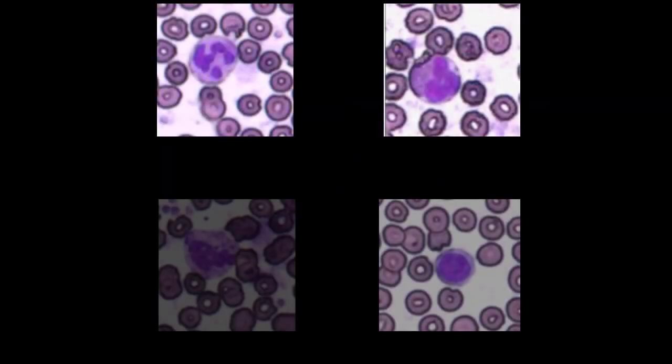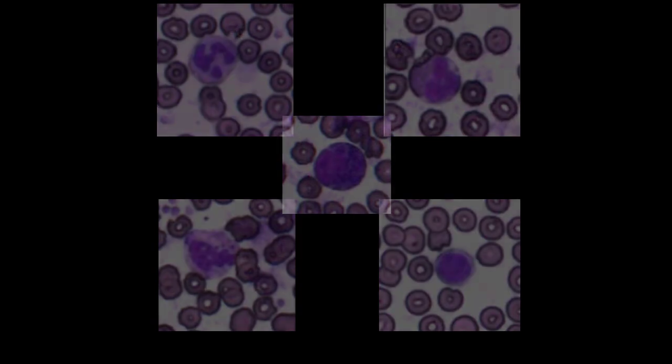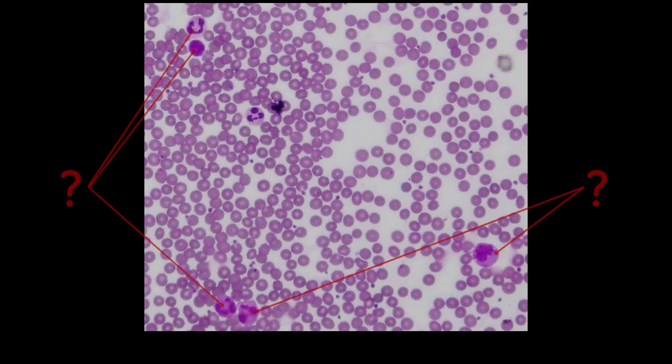There are 5 types of white blood cells. How can you tell them apart? How can you tell which one is which? In this tutorial, we'll describe some distinguishing characteristics that you can look for in a white blood cell to help you identify it. Let's get started.